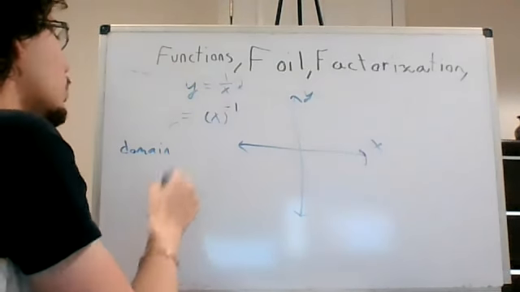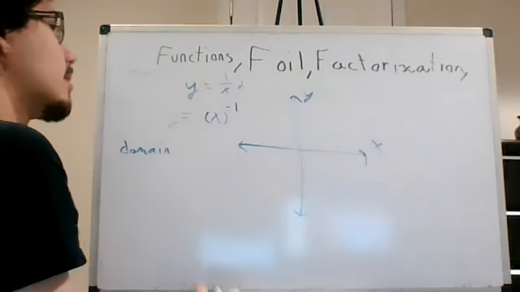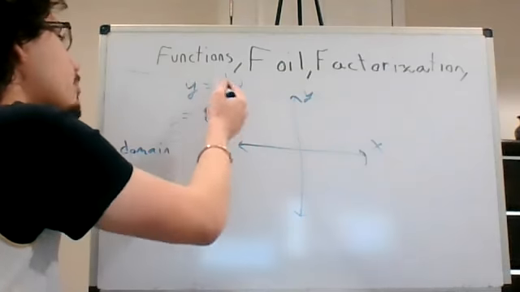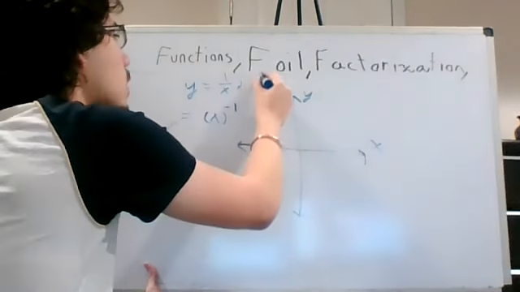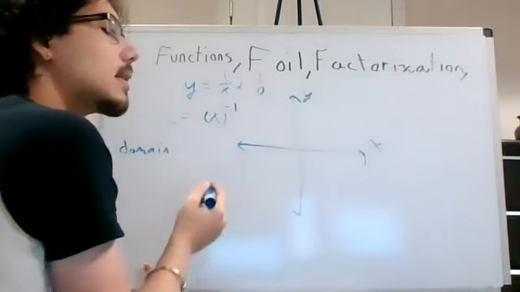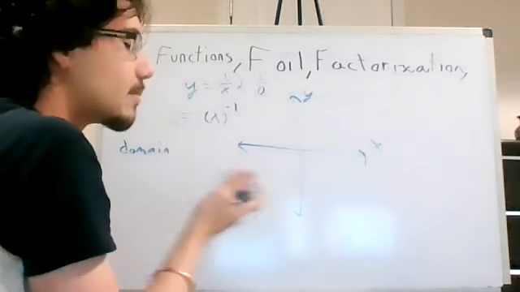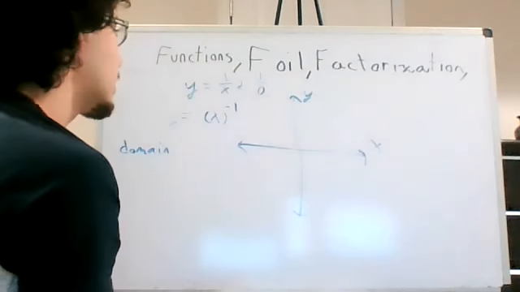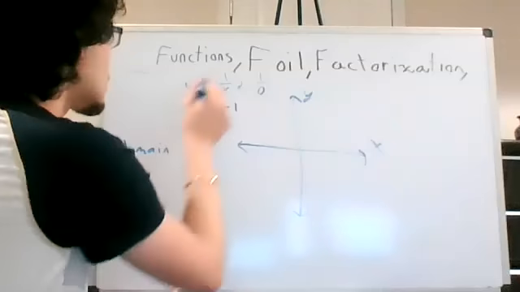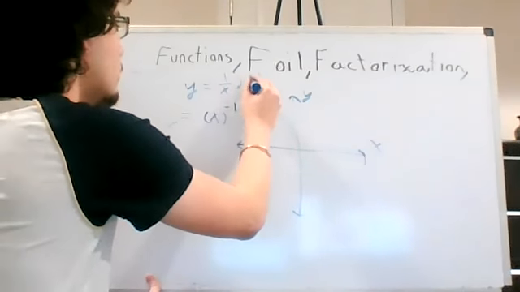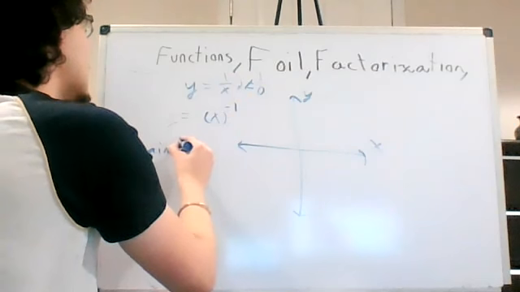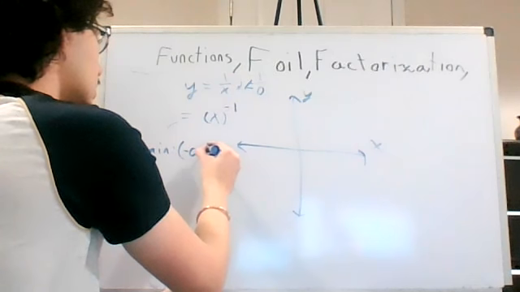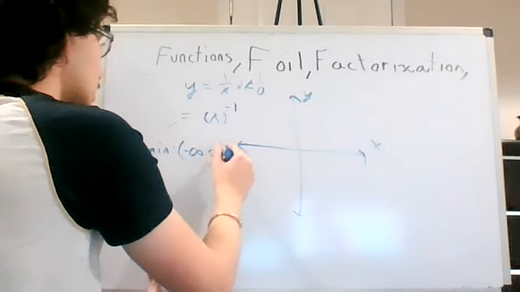Now 1 over x, we can put in all negative numbers and all positive numbers because that would just be all the fractions. But we cannot put in 0 because 1 over 0 is bad. It breaks the equation. You can't have 1 over 0. So because you cannot have 1 over 0, we say the domain is -infinity to 0.